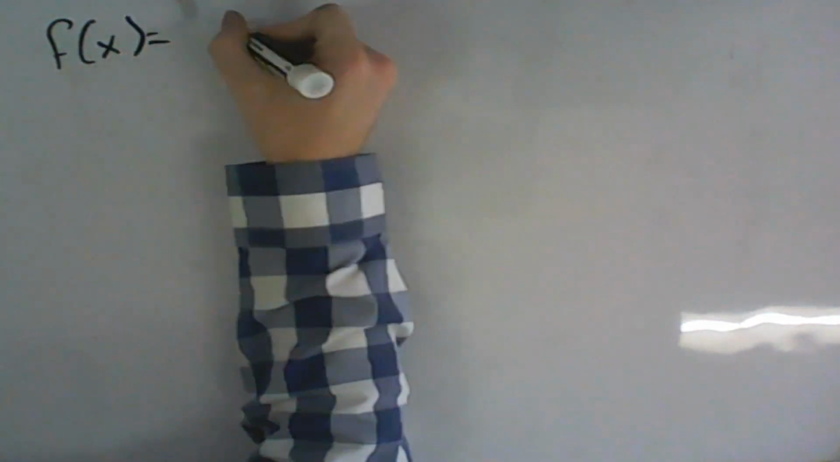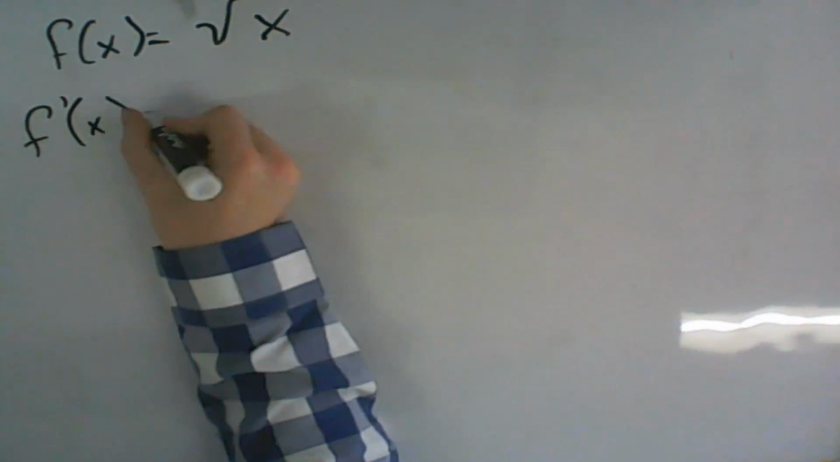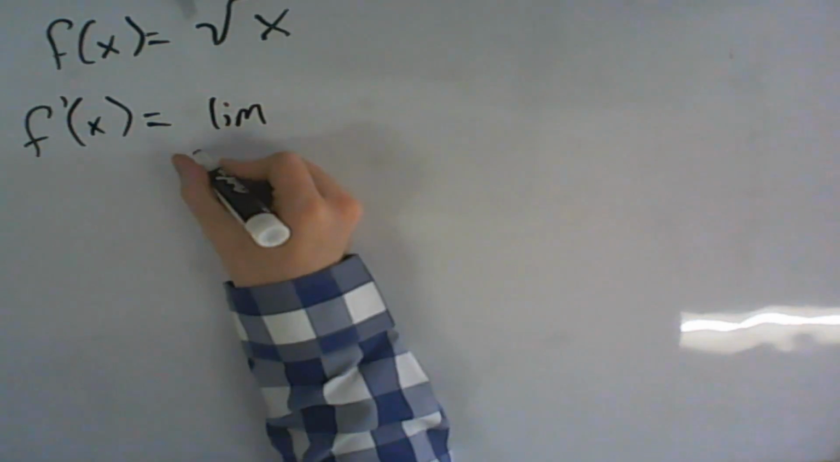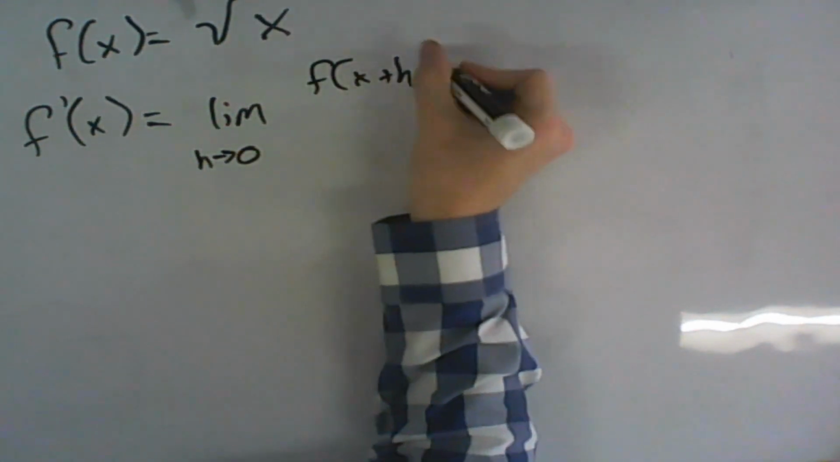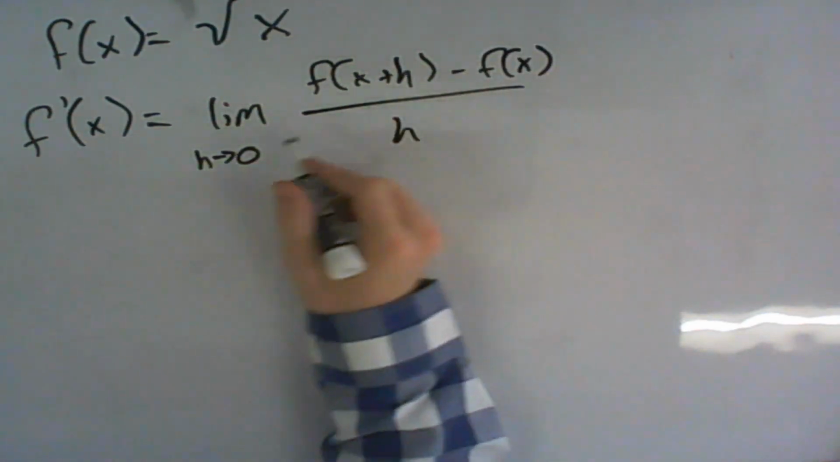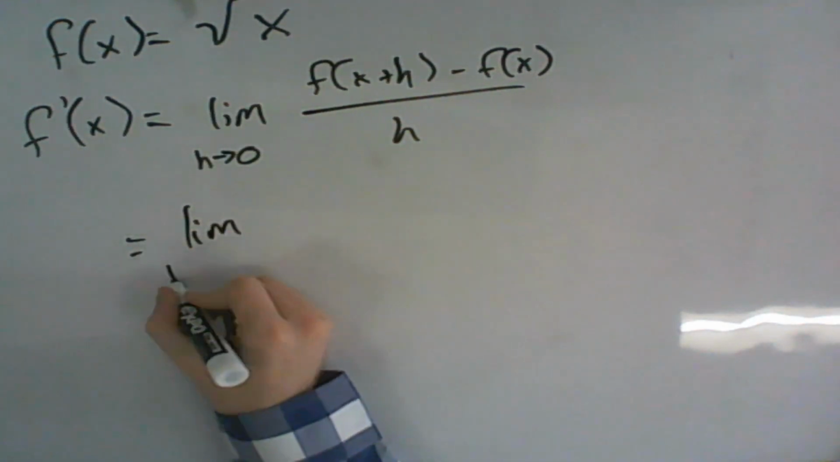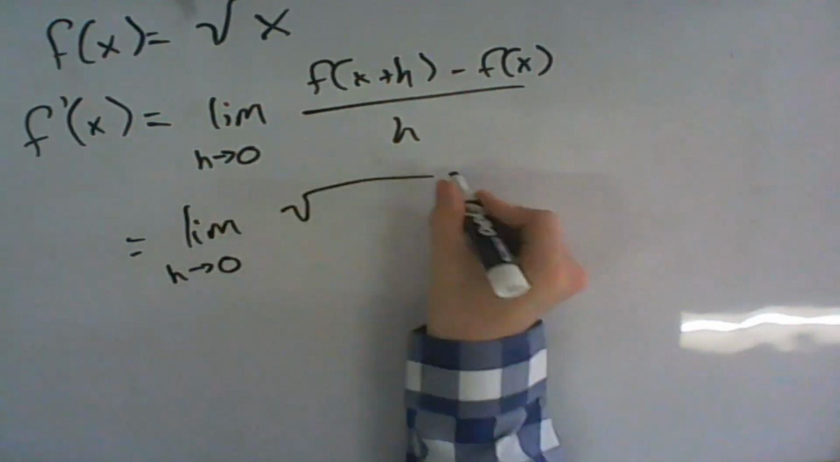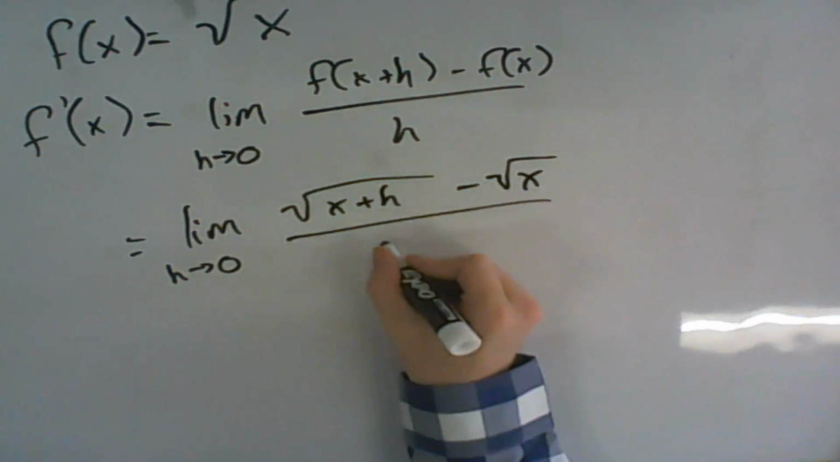Okay? So first we're going to find f prime of x for the square root of x, which is the limit as h approaches 0 of f of x plus h minus f of x divided by h. Put in our equation, we're going to get the limit as h approaches 0 of the square root of x plus h minus square root of x over h.